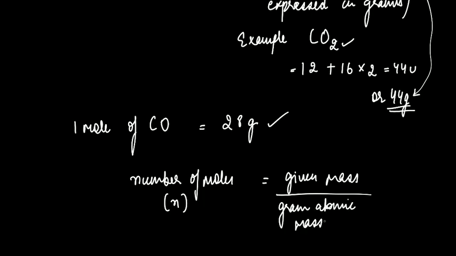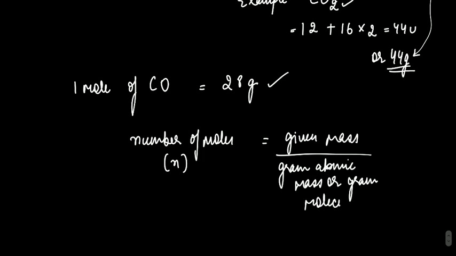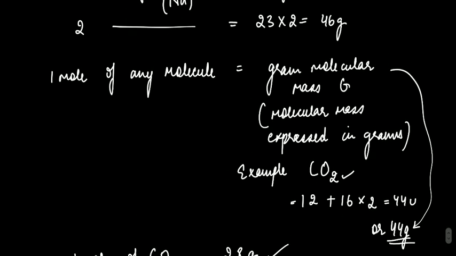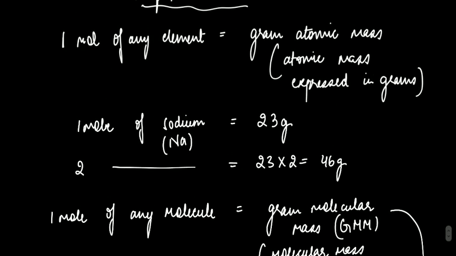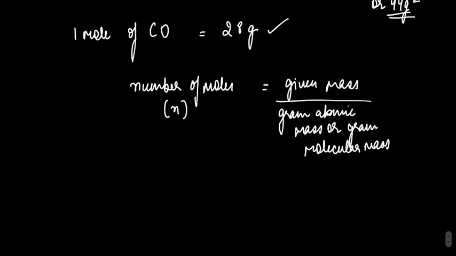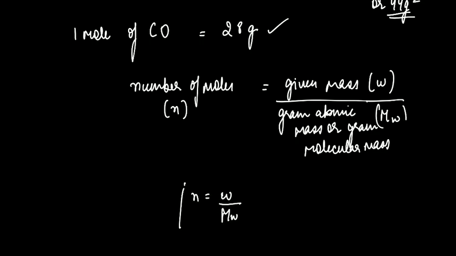gram atomic mass or gram molecular mass. You can write the short form of gram molecular mass as GMM, and gram atomic mass as GAM. You can write the short forms also. So given mass can be small w, and gram molecular mass can be written as mw. So you can remember n is equal to given mass divided by mw. So this is our formula.